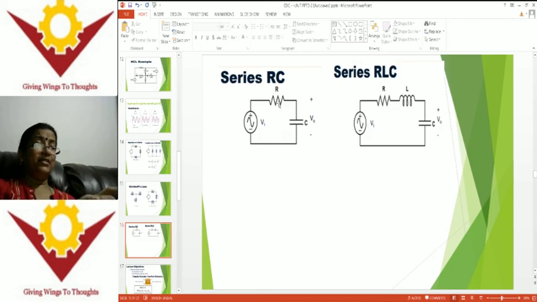Series circuits, series RC and series RLC. Suppose you consider only the passive components R and C in the circuit, this is the R and C combination. In RLC, R, L and C are connected in series. In this case the impedance is R and C, and in this case the impedance is R, L and C. Of course, here the output we are taking across the C, and in this one also the output is taken across the C. Based on the component across which we observe the output, we calculate the voltages either at the capacitor, the inductor, or the resistor.